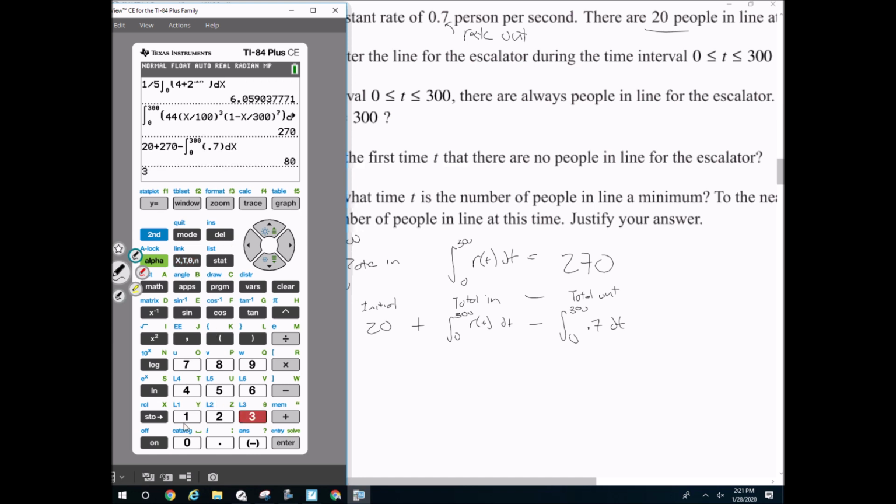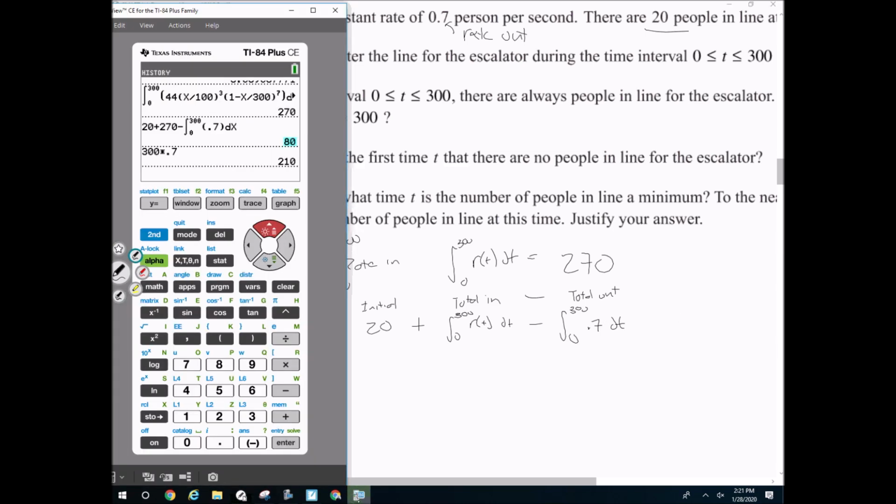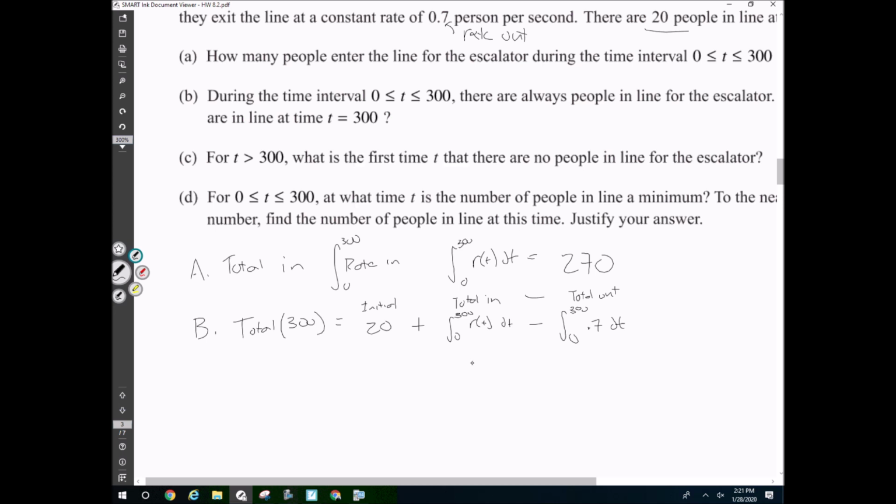So 300 times 0.7, 210. 210, 60 plus 20, 80. Okay, so 80. Nice numbers there.